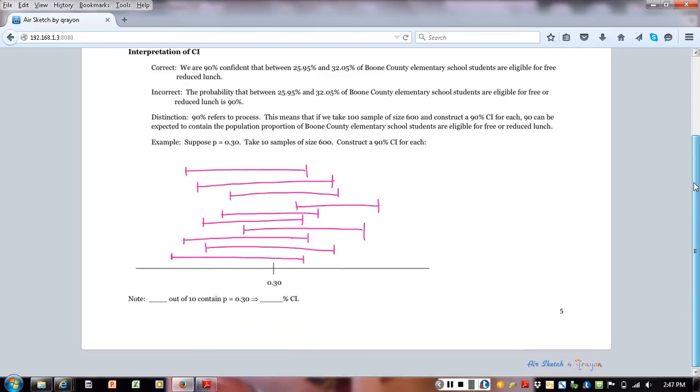And what do we find? So if we look at where 0.3 is, if I can draw somewhat straight here, 9 out of 10 of them contained P. So what is 9 out of 10? That's 90%. So when I say 90%, it means about 90% of my intervals will have P somewhere inside of it. It doesn't say where, just somewhere inside of it. So that's the idea of what that confidence really means.